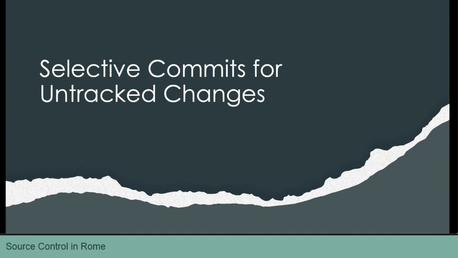Thanks, Brad. So to the prior question, talking about whether source control is storing anything differently than update sets: the short answer is yes. The longer answer is there's a feature in Rome that makes it act exactly the same if you so choose. So that's what I'm going to talk about right now, which is the selective commits for untracked changes.